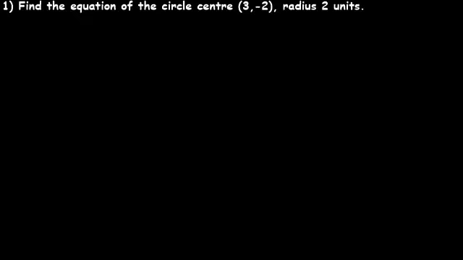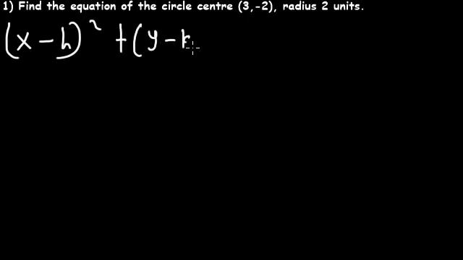Find the equation of the circle with center (3, -2) and radius 2 units. Whenever you are given the coordinates of the center of a circle and its radius, all you need to do is to use this equation, (x minus h) all squared plus (y minus k) all squared equals r squared. So the goal now is just to substitute the corresponding values.